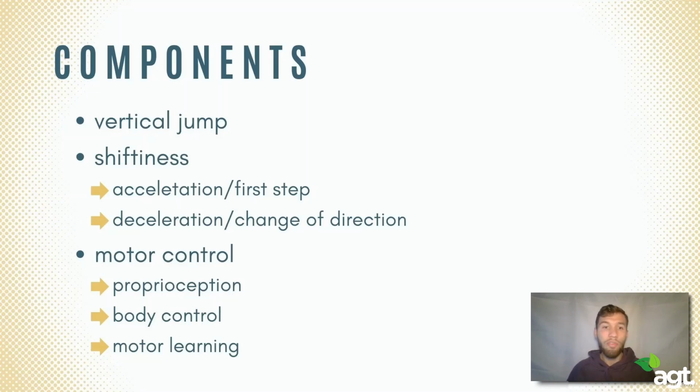Another very overlooked aspect of athleticism is motor control. That includes abilities like proprioception, so for example, the hand-eye coordination or the limb control in the air when we're jumping, trying to keep the balance while jumping to make sure we're landing safely. It also includes our body control.